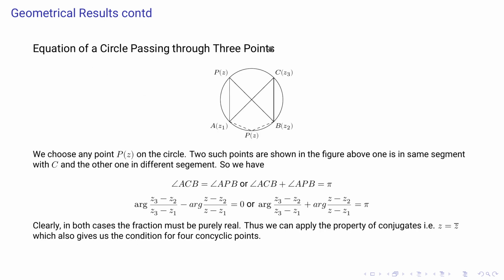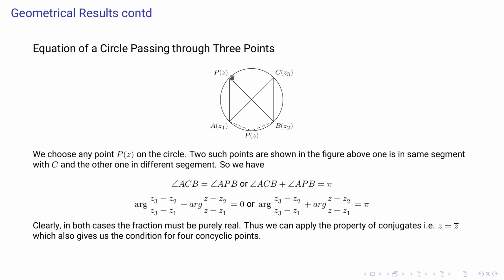Equation of a circle passing through points. So suppose we have 3 points A, B, and C, and a circle passes through them. So we consider a point P, taking it in 2 different segments. This point is in the same segment as C, and this point is in a different segment than C.